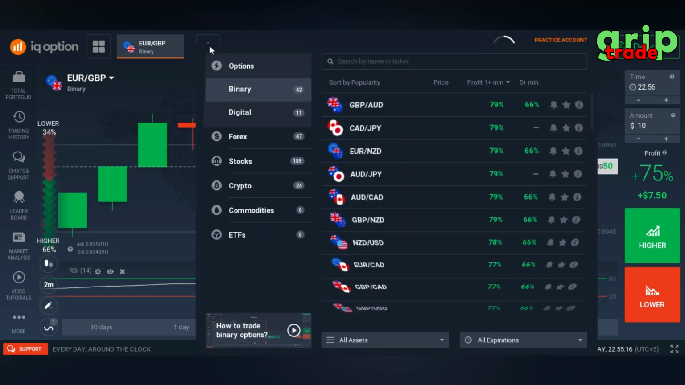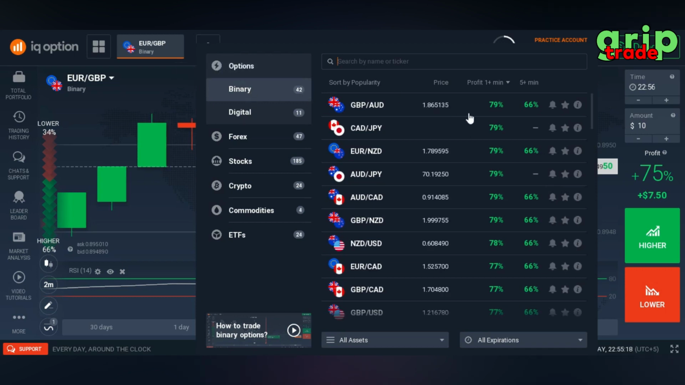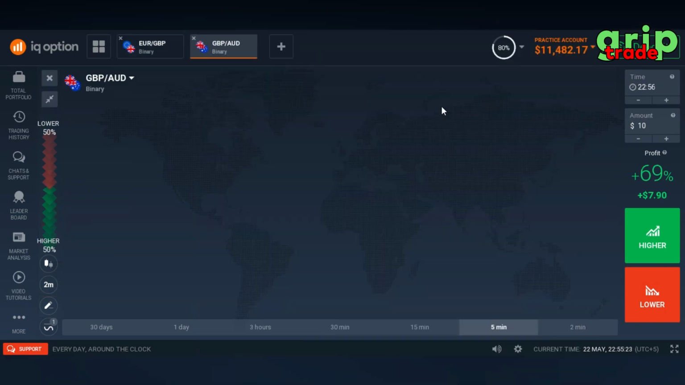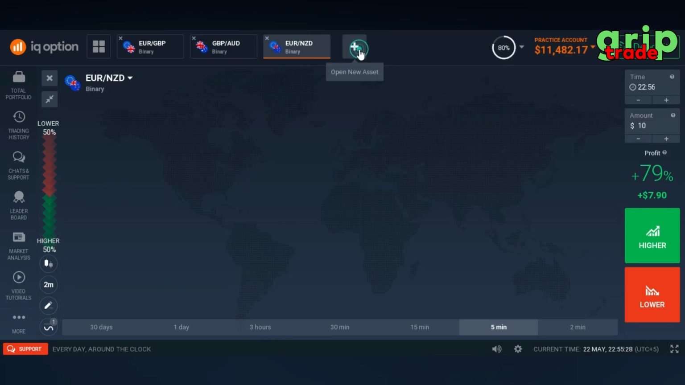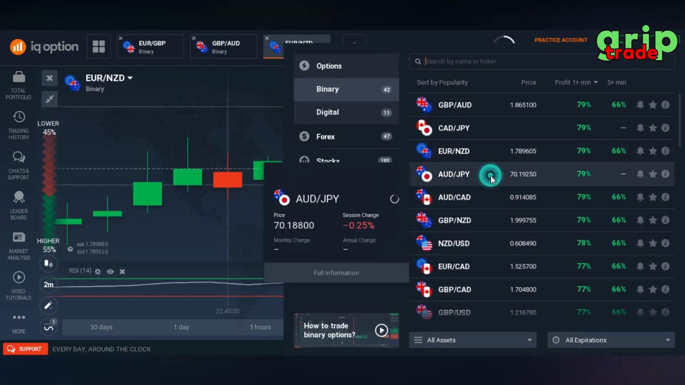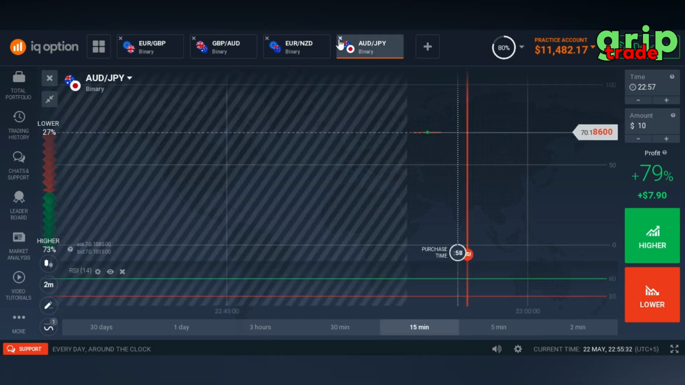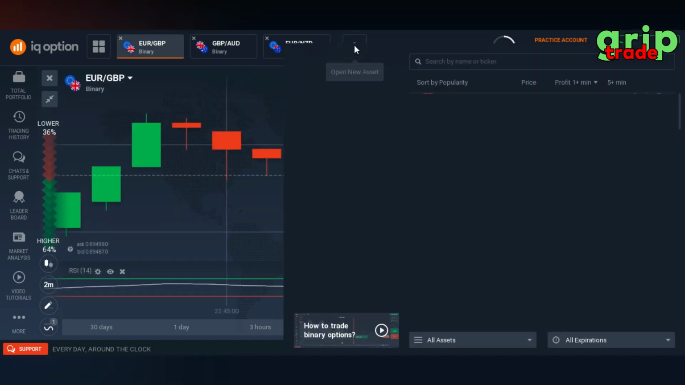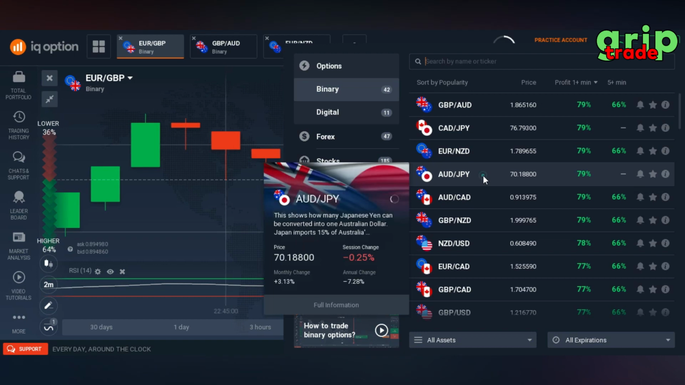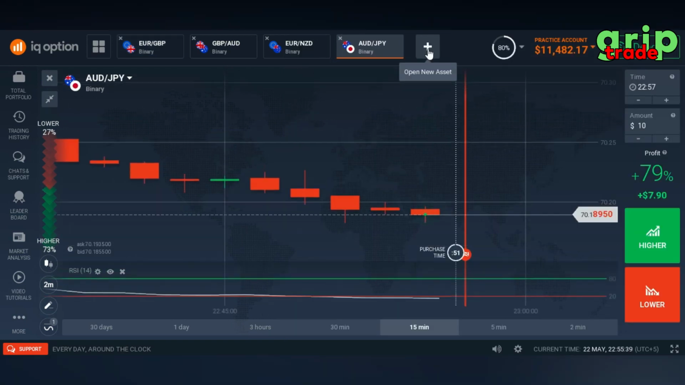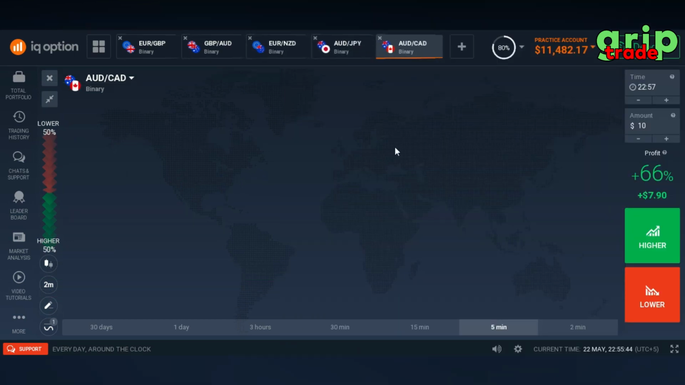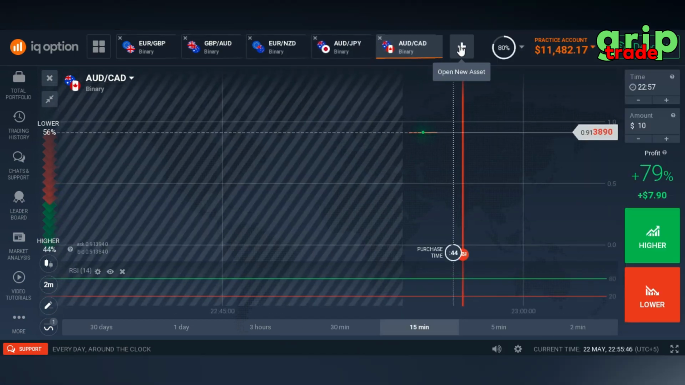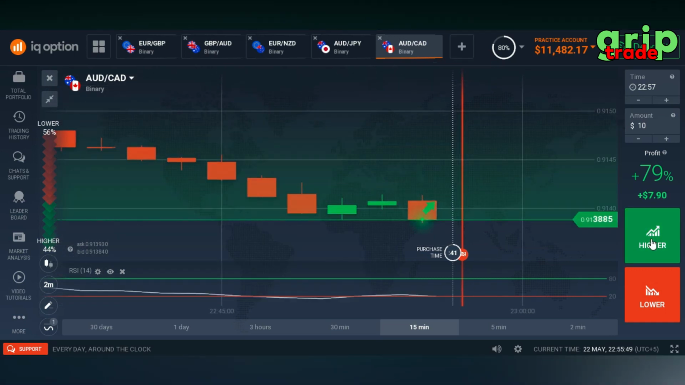Let me open many of the pairs that are currently available for 1 minute trading. Just go for this. I'll be telling you some basic tactics. Oh, that's not 1 minute trading. Go for, yeah, that's 1 minute. Let me open some pairs so we can start trading very frequently. Okay, we can put a signal here.